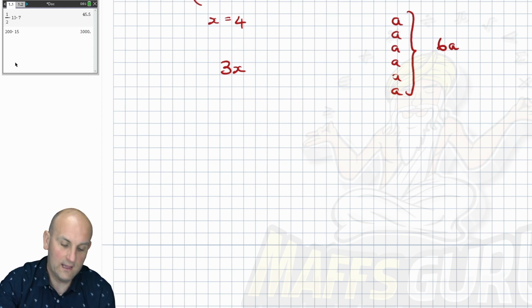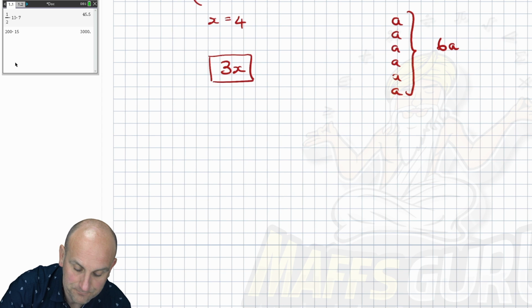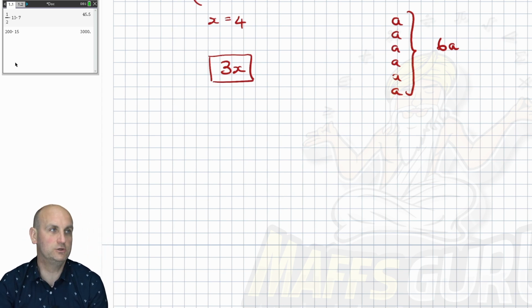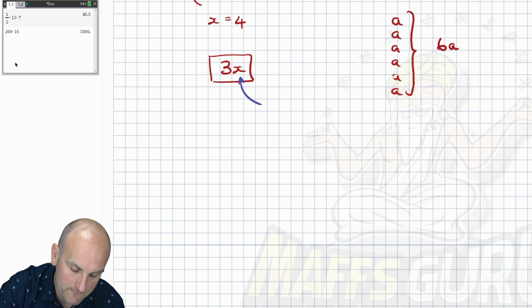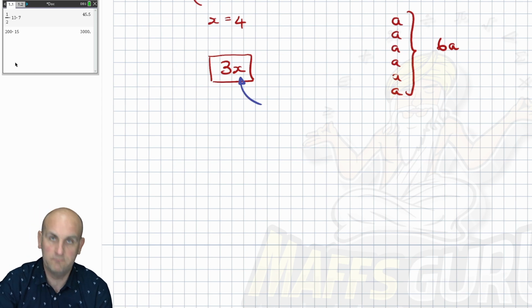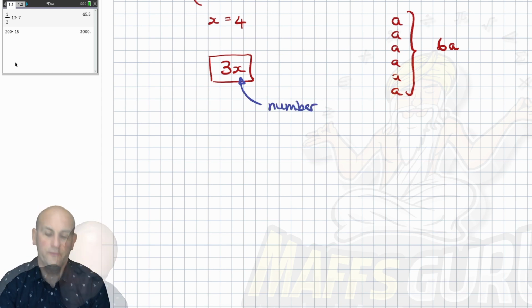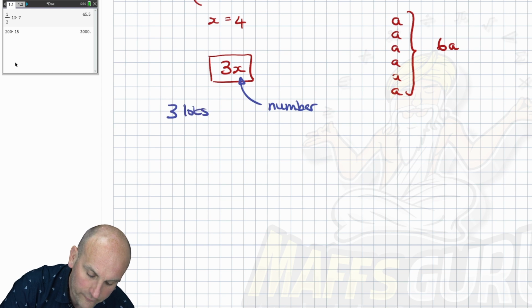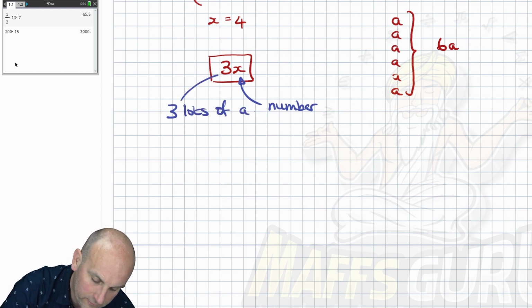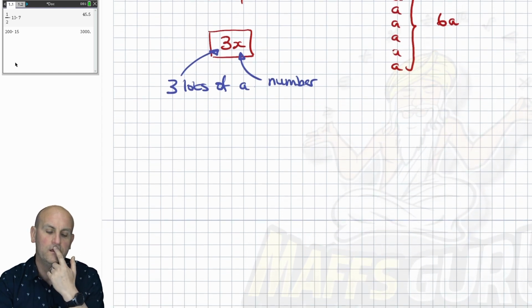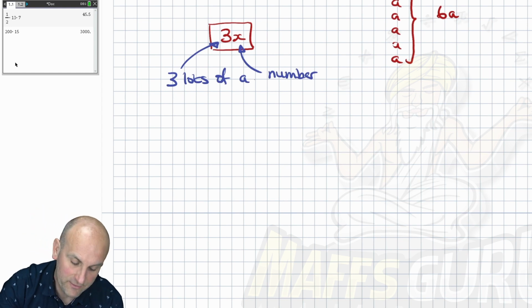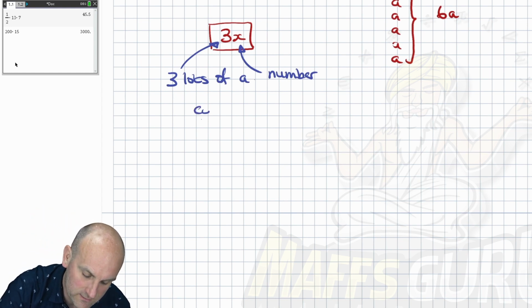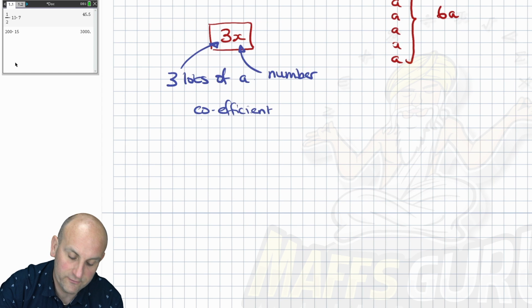Oh, so here what I've got is 3 xylophones, right? It's just a shortcut notation, or 3 lots of a number, because again, remember that x stands for a number, but in this situation, I'm going to call it a xylophone. So that's 3 lots of a number, and there's the 3 lots of a number. All right, so does the 3 have a special name? Well, yeah, it does. That 3 is called the coefficient. So a coefficient is the number in front of a term.